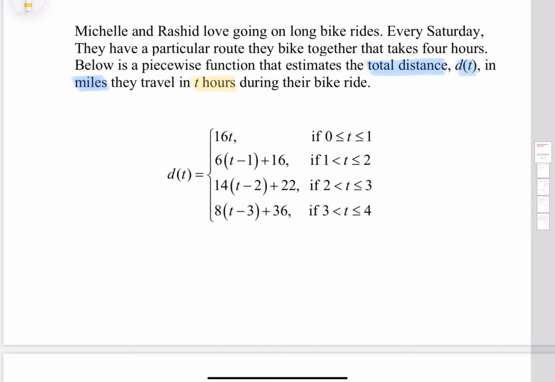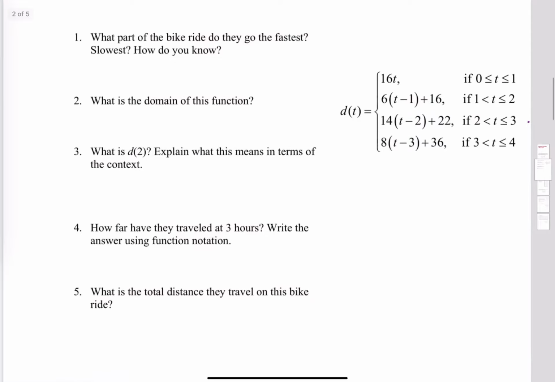Now, if we look at our piecewise function, we can see that it's broken up into 4 parts. The first part is between 0 and the first hour. The second part is when the time is between the first and the second hour. The third part is when the time is between the second and the third hour. And the last part is when the time is between the third and the fourth hour. Now, we're going to use this information to help us answer some questions. So let's go ahead and take a look at some of these questions.